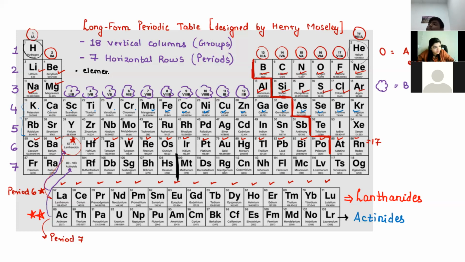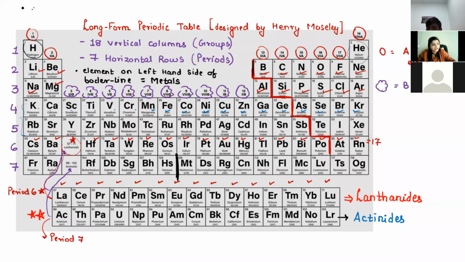Elements on left hand side of border line, they are all metals. Wait, miss, I wasn't here. Can you tell me what that red border thing is? This border thing is a bifurcation for metals and non-metals. So all the elements which are on the left hand side of the border line are all metals.